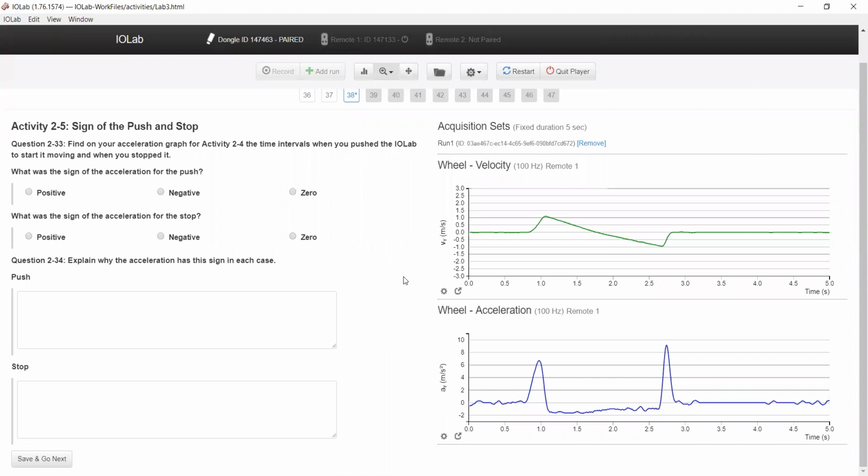Okay, in the next slide, we have been asked to explain the sign of the acceleration during the push and during the stop. Push means when we are pushing the IOLab. I think this was the reason. So is it positive or negative for that region? It seems to be positive. And what is the sign of the acceleration when we stop? We stopped here, so this is kind of here. It seems to be positive again.